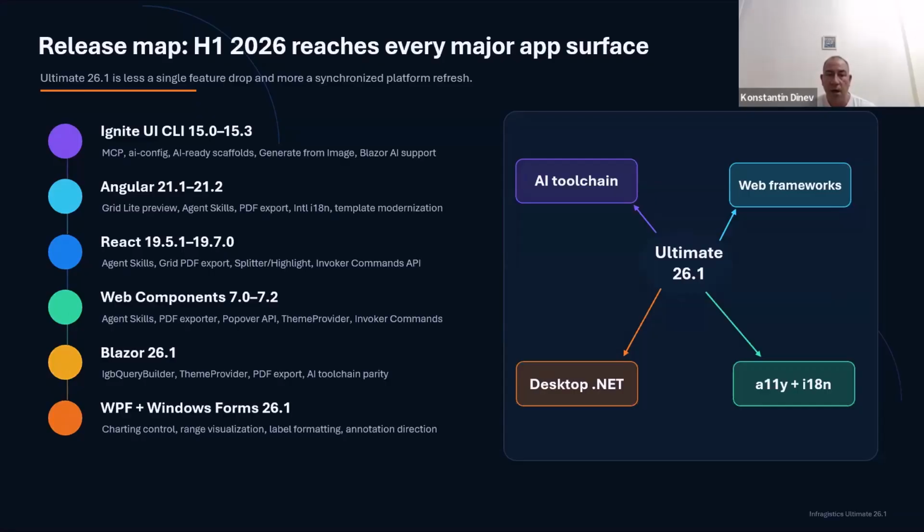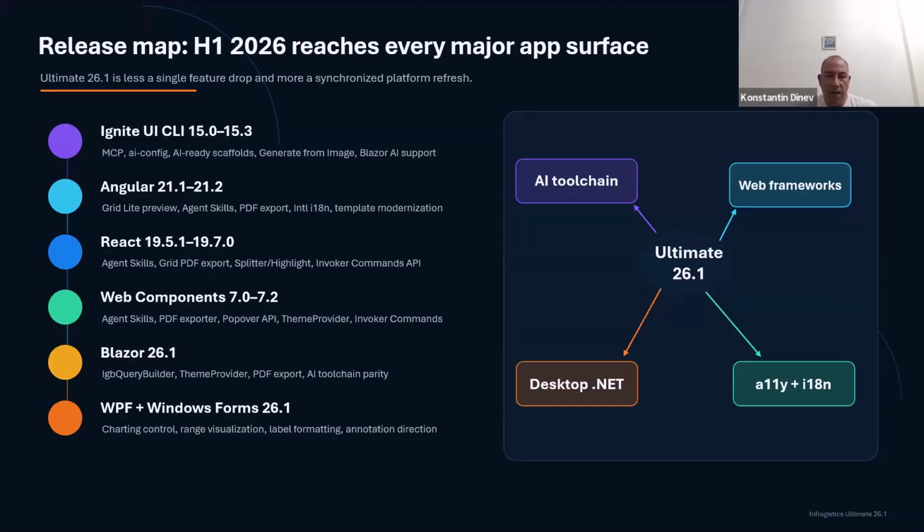Ignite UI Angular keeps getting its regular updates. There have been two major releases that came out since our 21.0, those are 21.1 and 21.2. And by the way, in the pipeline is a 22 release, which will actually come out in one of the very next days.